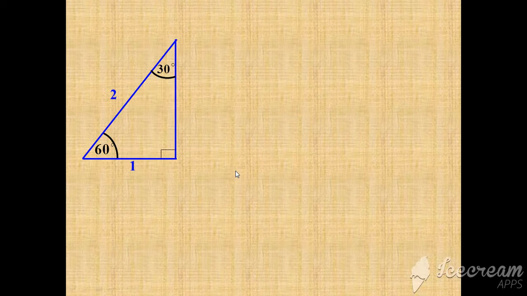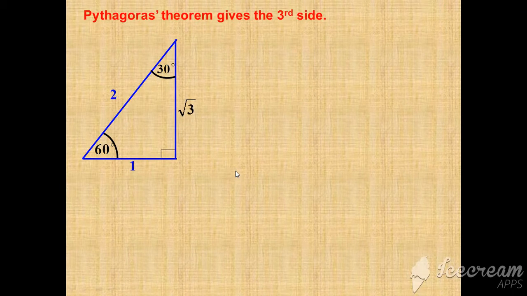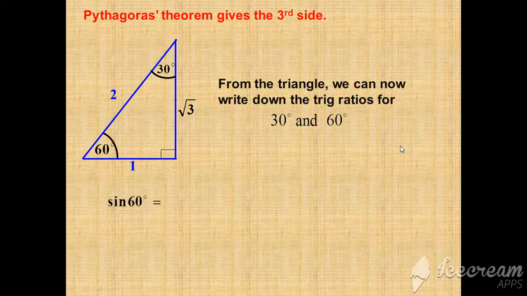After finding the ratio between the three sides of the 30-60 triangle, 1 to 2 to root 3, can you find sine, cosine, tan for 30 and 60 degrees? Here we have sine 60, it will be opposite over hypotenuse, that means root 3 over 2. Cosine 60 will be adjacent over hypotenuse, which is 1 over 2. Tan 60 will be opposite over adjacent, that means root 3 over 1, which is root 3.